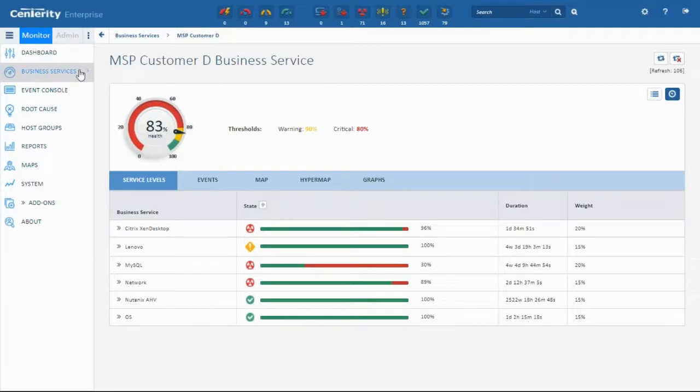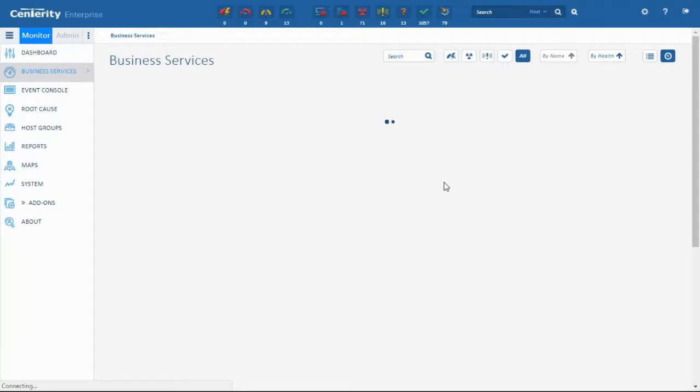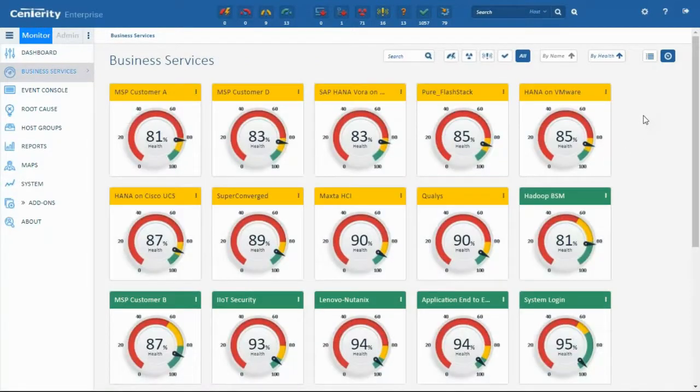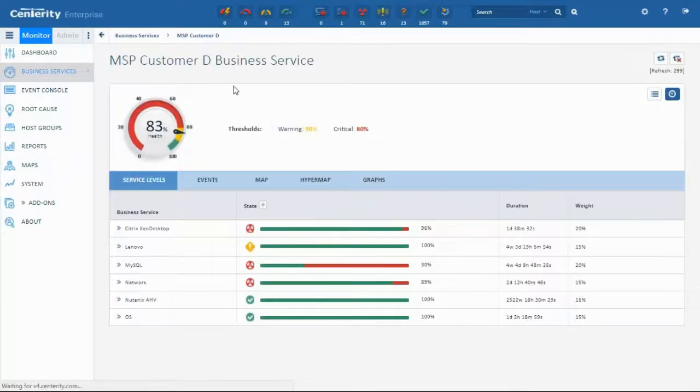All right, so I'm going to start just by showing you the business services dashboard. When we are talking about all those dials that you saw on the presentation, they can be representing anything from a technology environment, to a business process, to an actual customer. So I am going to drill into customer D. Again, this is in the scenario of a managed service provider who wants to see where am I in terms of the overall health of this one customer?